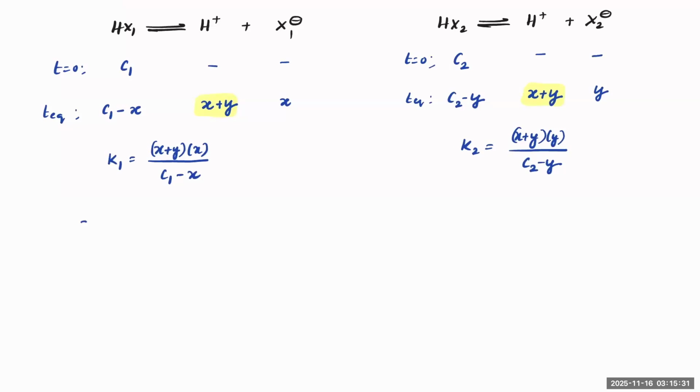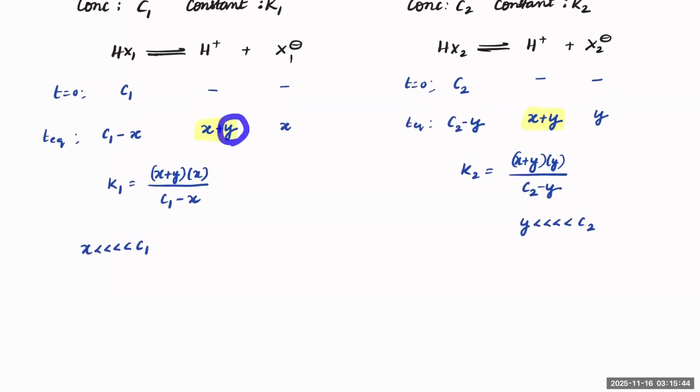And you know that X value will be far lesser than C1, and Y value will be far lesser than C2. Why is this happening? Because H plus is coming as a common ion for both of them. And you know that if the product concentration increases, the reaction will go in the backward direction. So that's why in both the cases, you will notice that the reaction is going in the backward direction.